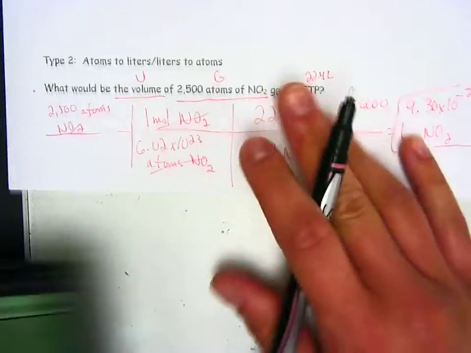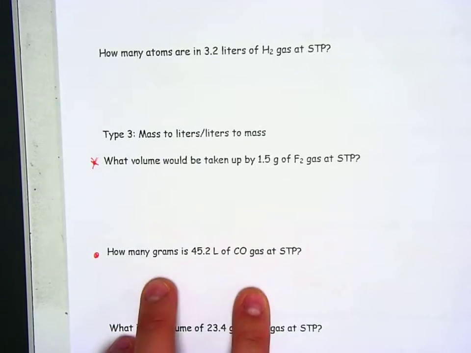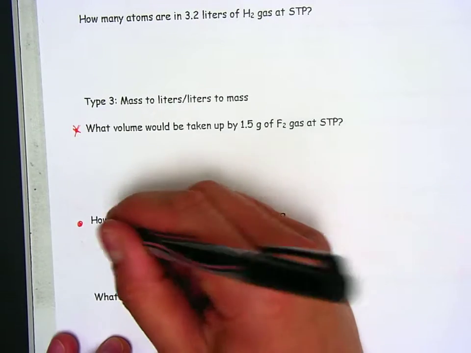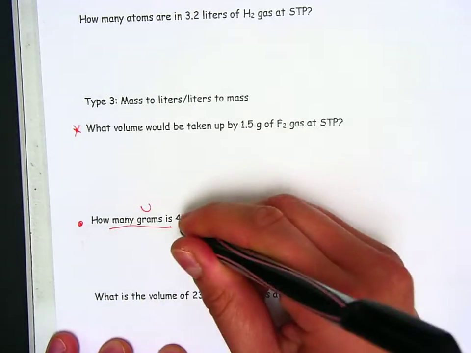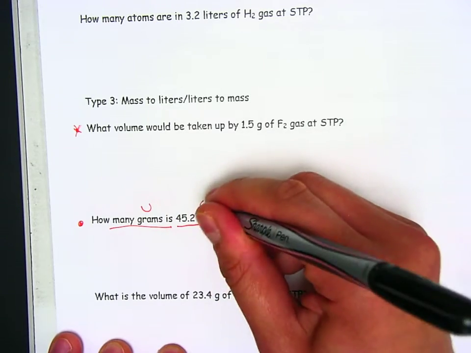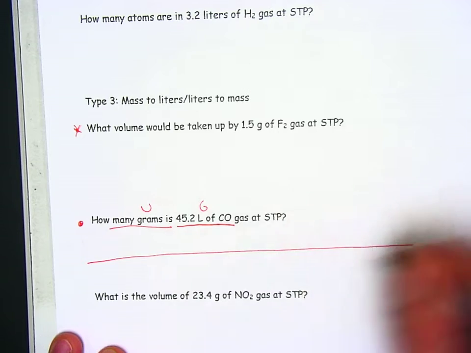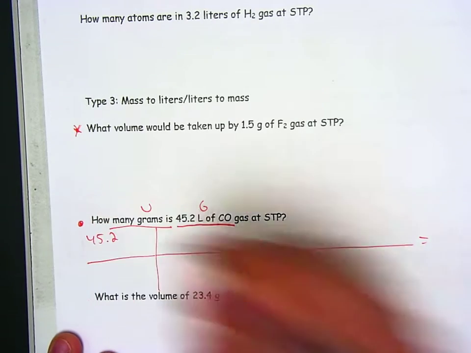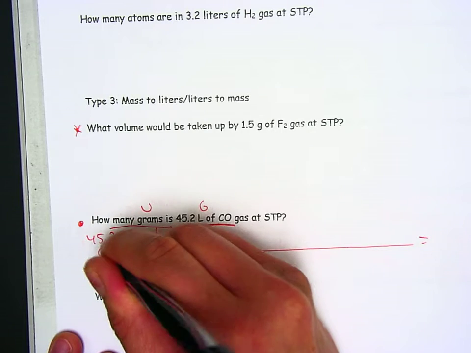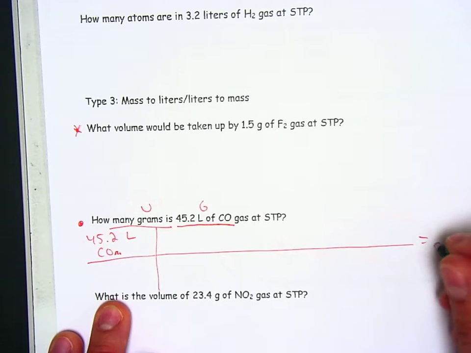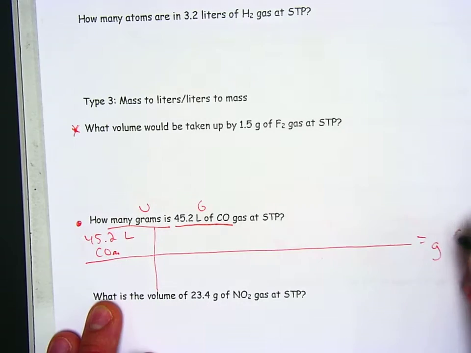All right, let's do one more. All right, we'll do the second one here, the mass to liters type of problem. Okay, how many grams? That's your unknown. If you have 45.2 liters of gas, that's your given. 45.2 liters of CO, of just CO, okay, carbon monoxide.